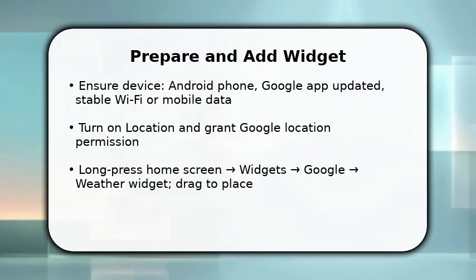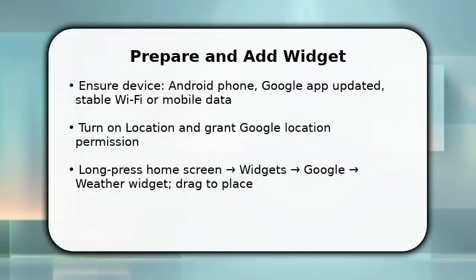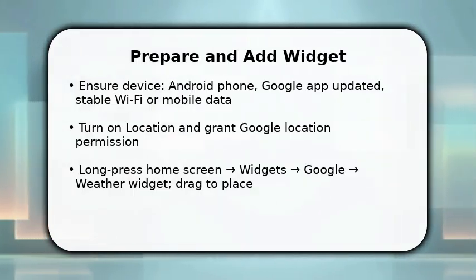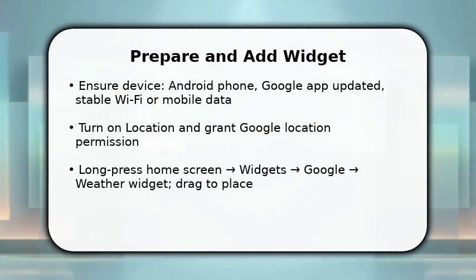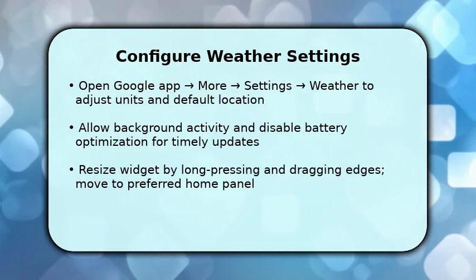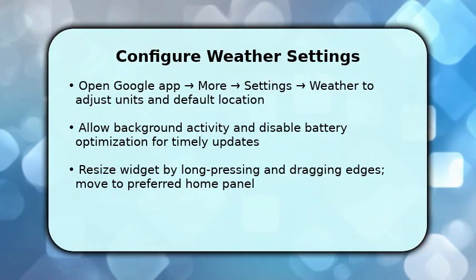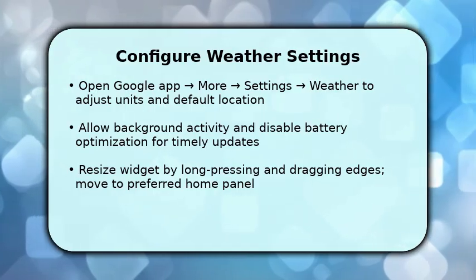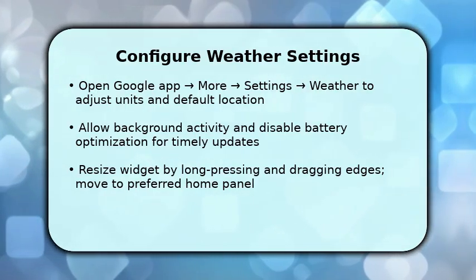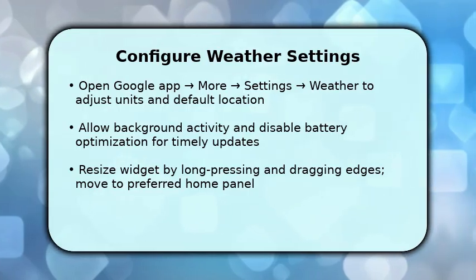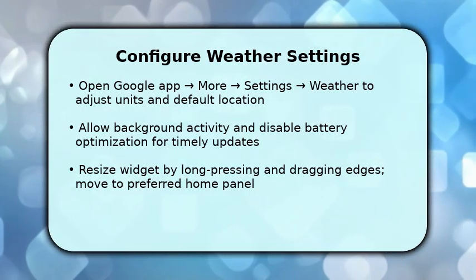The why is simple. The widget queries Google's weather card using your location for current conditions and quick updates. Now refine how the widget works. Open the Google app, go to Settings, then Weather to set Celsius or Fahrenheit and a default city if you prefer. Make sure Google has background activity permission and disable battery optimization so the widget refreshes reliably.